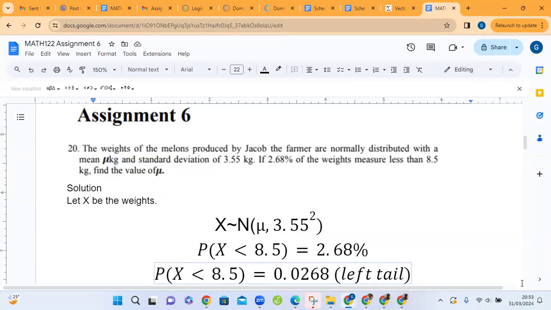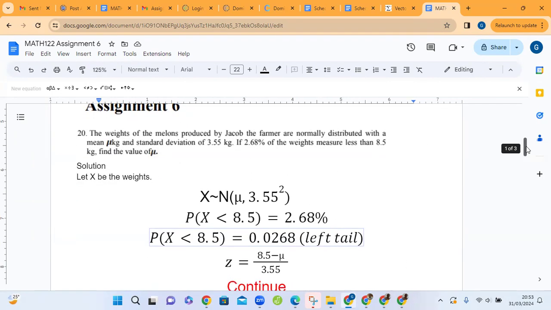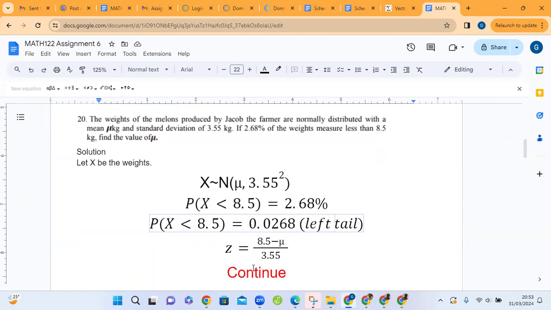All you need to do now is to continue by sketching the curve, complete the curve, do your 1 minus, get your z, attach a negative sign to it, and then solve for mu. Your mu should be less than 8.5. You're supposed to get an answer less than 8.5.